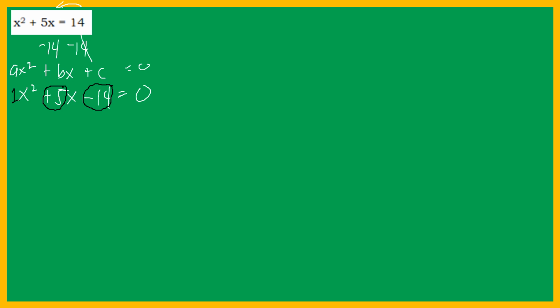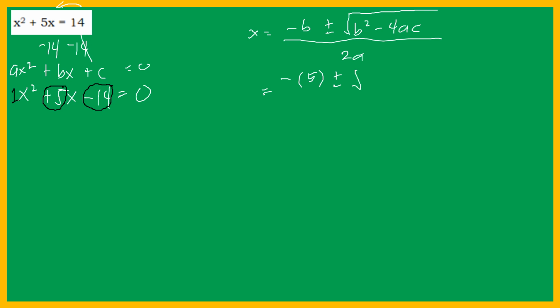And then we're going to plug in all the values in our formula. And our formula is x is equal to negative b plus or minus the square root of b squared minus 4ac all over 2a. So by substitution, we just substitute all the values in our equation. So negative, the value of b is 5, plus or minus the square root of b is 5. So that will be 5 squared minus 4 times the value of a, which is 1, and the value of c, which is negative 14, all over 2 times the value of a, which is 1.